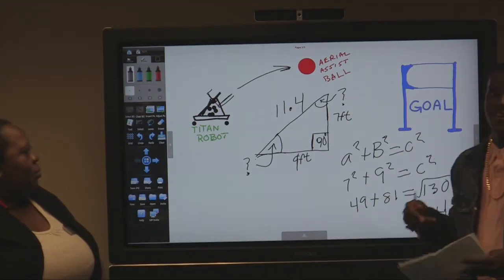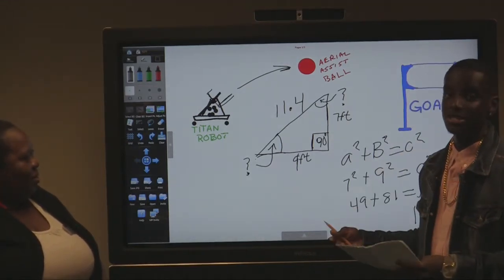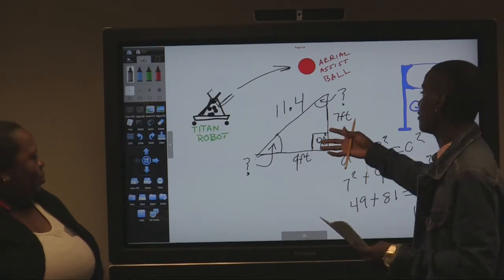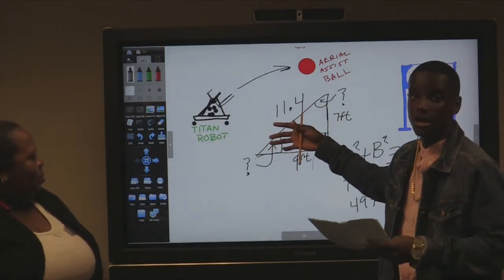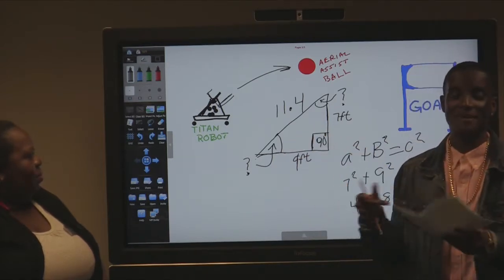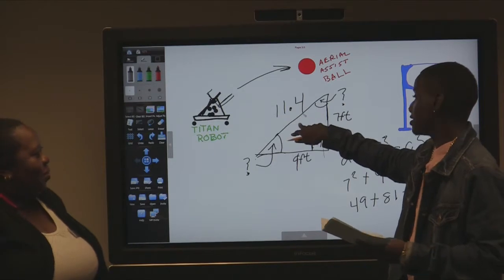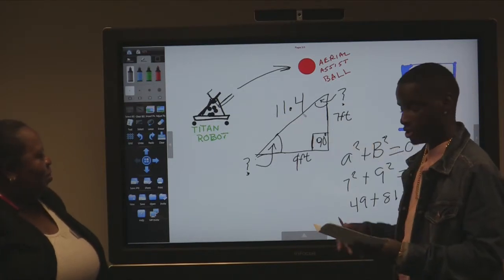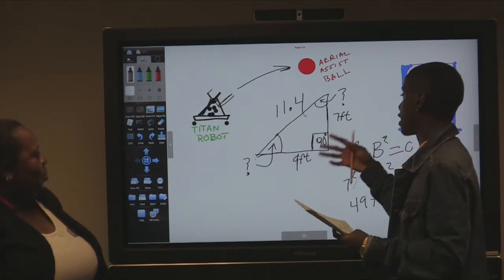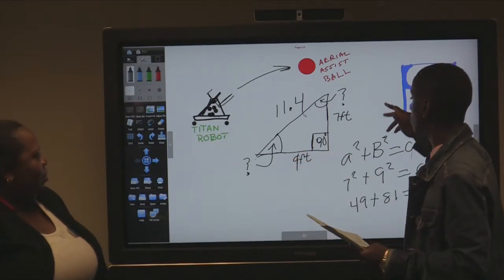I found out as we went along that it was actually our farthest maximum distance. We got a couple of shots off and wanted to test our distance, and I found out that 11.4 was the maximum distance that we could shoot. So we needed to find an accurate angle to find out how we would enter the ball into the goal.